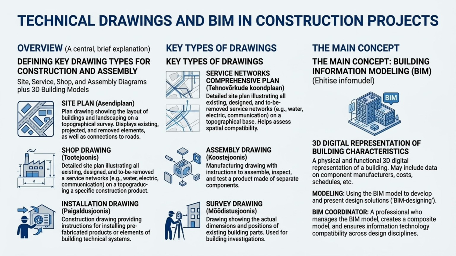The service network's comprehensive plan or technical plan builds on the site plan by including all service networks, such as water, electricity, and communication lines. It shows the location of the existing, planned, and to-be-removed infrastructure. This allows the designers and engineers to evaluate if these networks are compatible with the rest of the site and with each other.